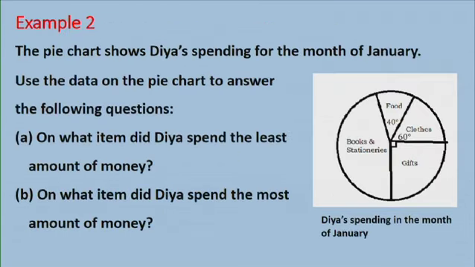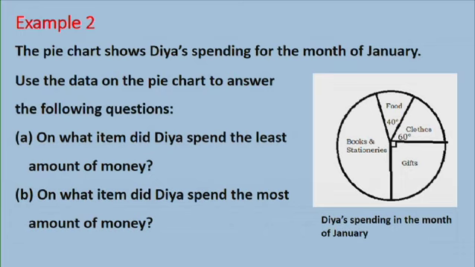Now we look at a second example. The pie chart shows Dia's spending for the month of January. Use the data on the pie chart to answer the following questions. On what item did Dia spend the least amount of money?